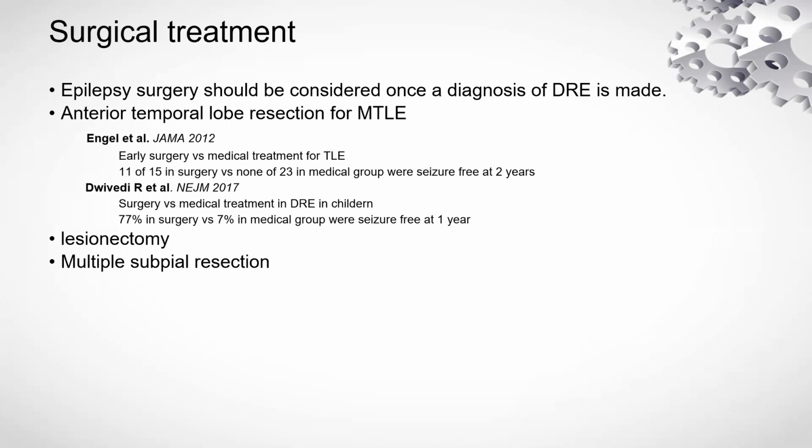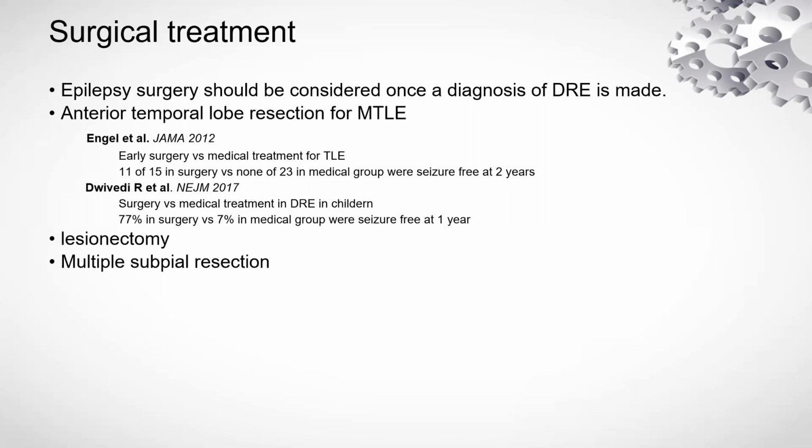For example, Engel et al. published their data in JAMA in 2012, and they divided the patients of TLE in two groups. In one group, early surgery was offered; in the other group, medical treatment was continued. And they reported that 11 out of 15 patients in the surgery group and none out of 23 patients in the medical group were seizure free at the end of 2 years, and the results were highly significant in favor of surgery.